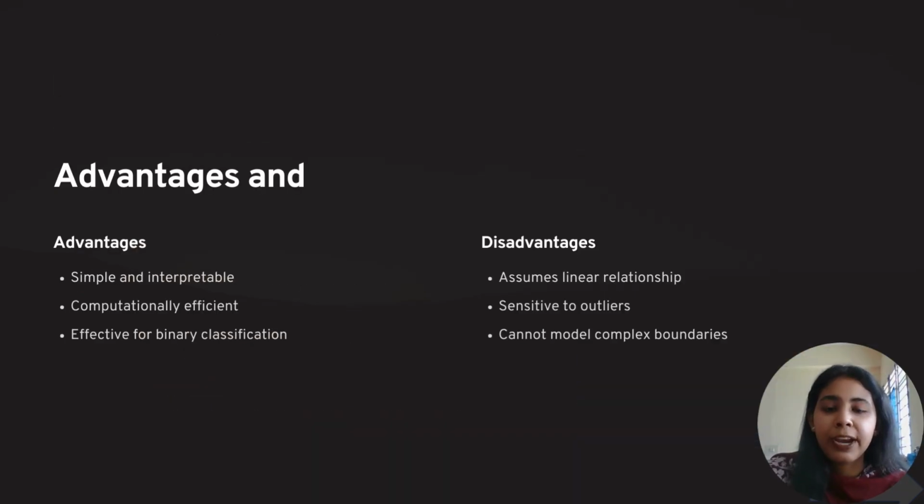Now let's come to advantages and disadvantages. There are several advantages of logistic regression: it is effective for binary classification, it is computationally efficient, and it is simple and easy to interpret. Whereas the disadvantages are that it assumes a linear relationship, is sensitive to outliers, and cannot model complex boundaries.